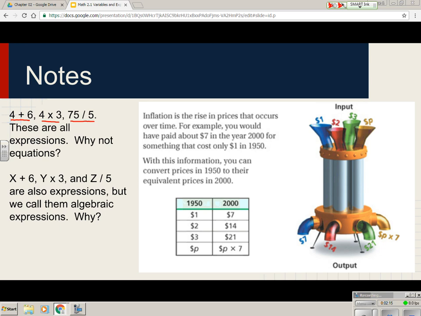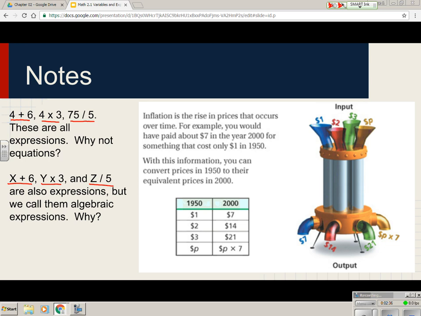Alright, now I want you to look at x plus 6, y times 3, and z divided by 5. These are also expressions, but we don't call them regular expressions, we call them algebraic expressions. Take a second to pause the video and answer why. I'll give you the answers.